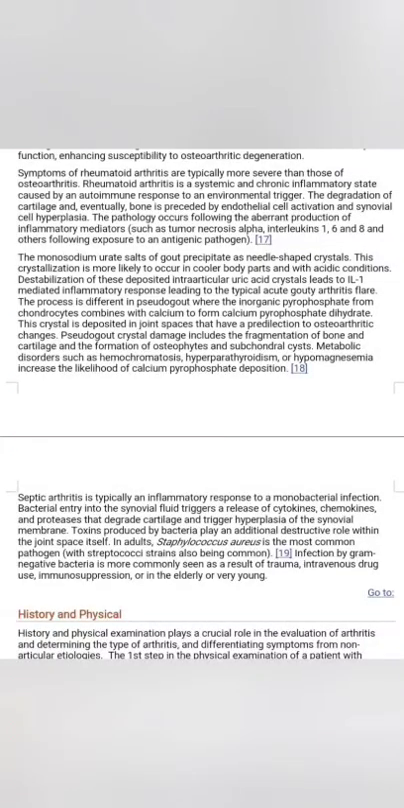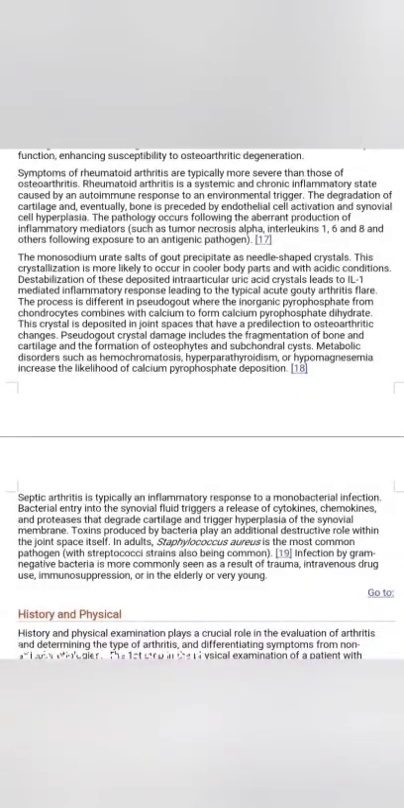combine with the calcium to form calcium pyrophosphate dihydrate. So this crystal is deposited in joint spaces that have a predilection to osteoarthritic changes. So these pseudo-gout crystals damage the joint; the changes include the fragmentation of the bone and cartilage, and the formation of osteophytes and the subchondral cysts.